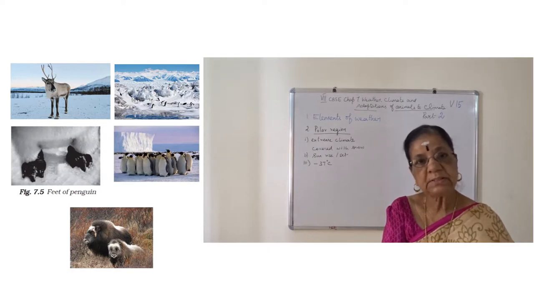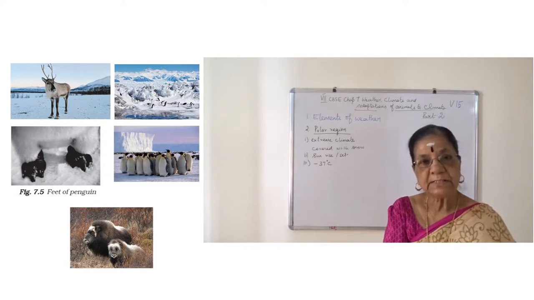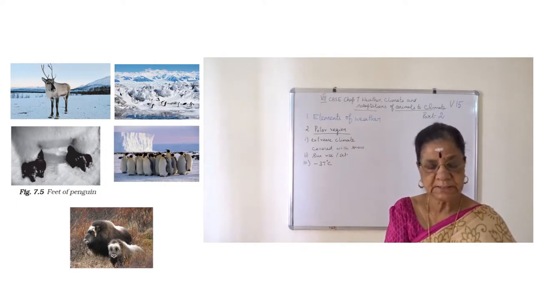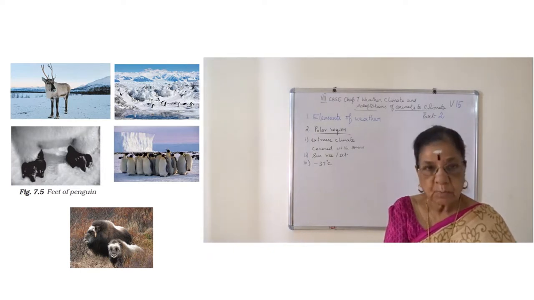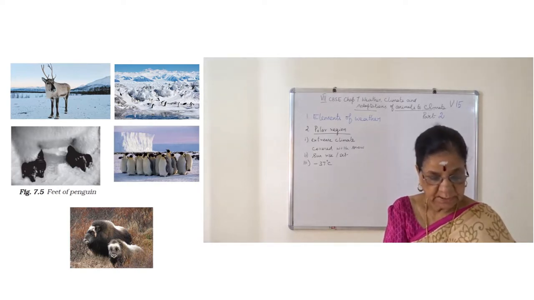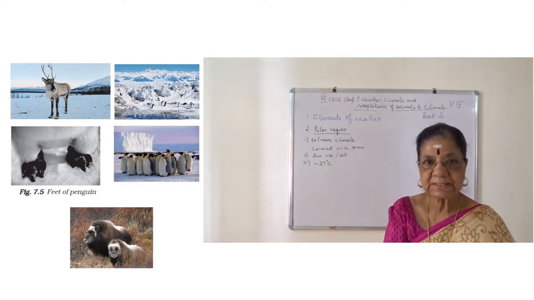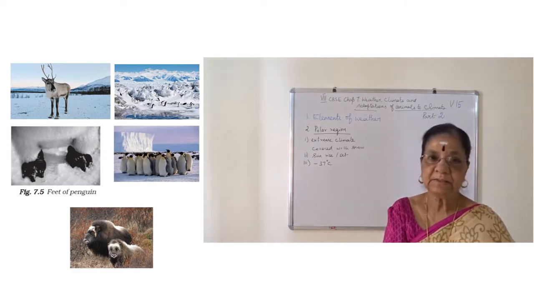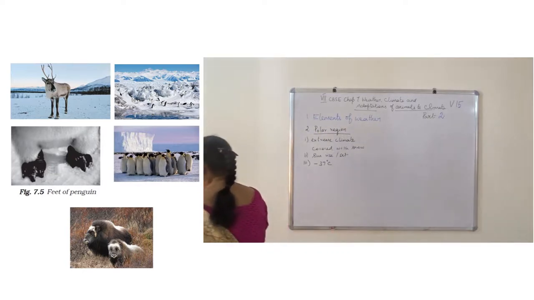Despite sub-zero temperatures and lack of sunlight, in spite of this extreme cold condition, a variety of animals and plants live in the polar region. For example, polar bear, penguin, musk oxen and reindeer are animals living in the polar region.